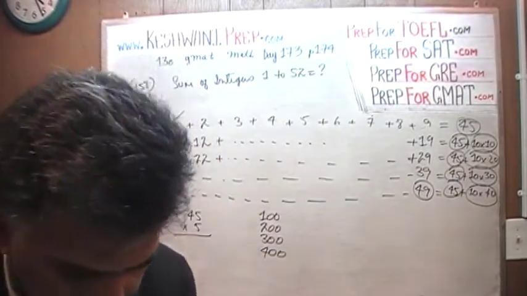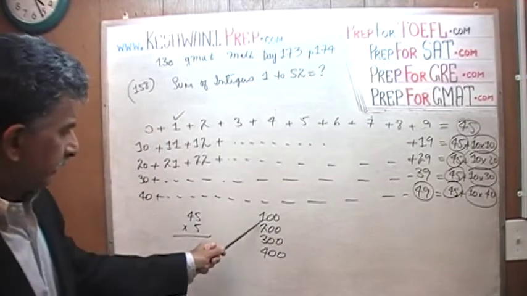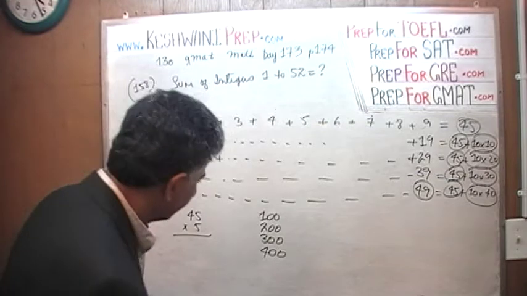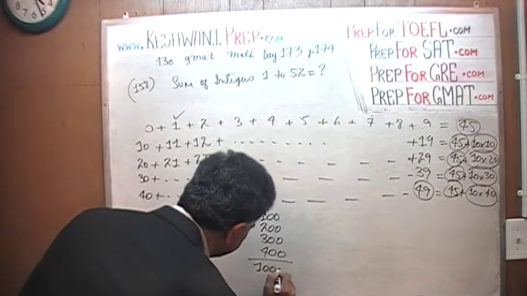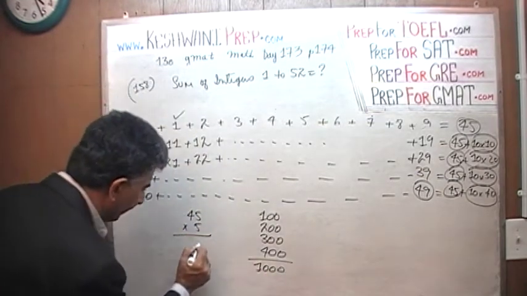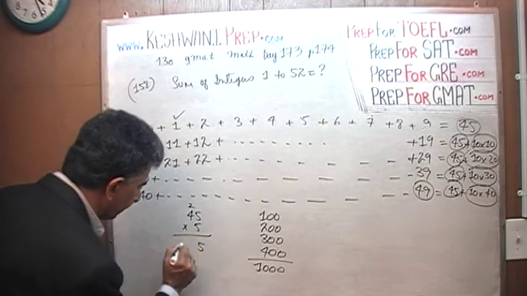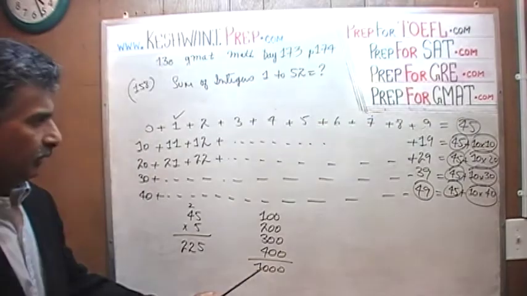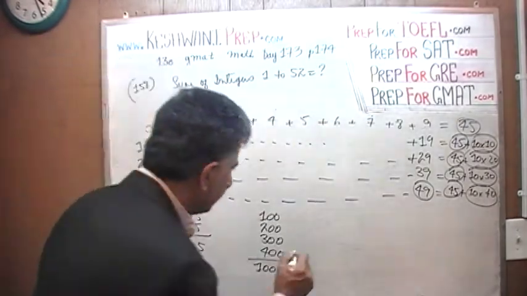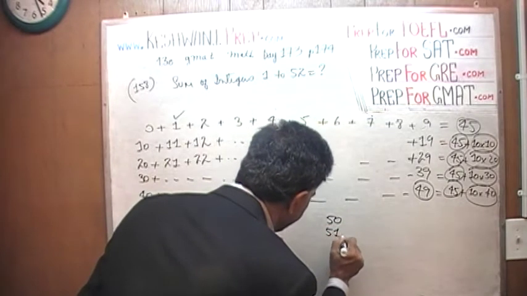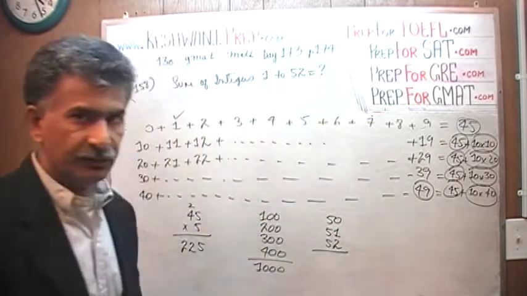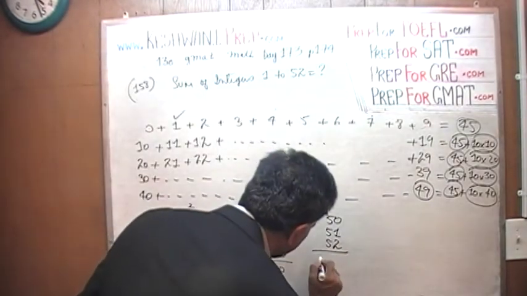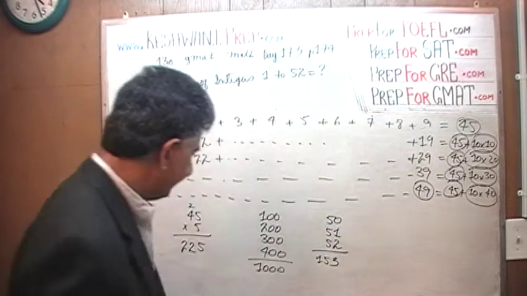Let's see what that works out to be. 100 plus 200 is 300, 300 plus 300 is 600, plus 400 is 1000. And here we have 5 times 5 is 25, carry 2, 20 and 22. And this 225 plus 1000 represents the sum all the way up to 49. We still have to take care of 50, 51 and 52. So that's 153. That's it, that's our sum.